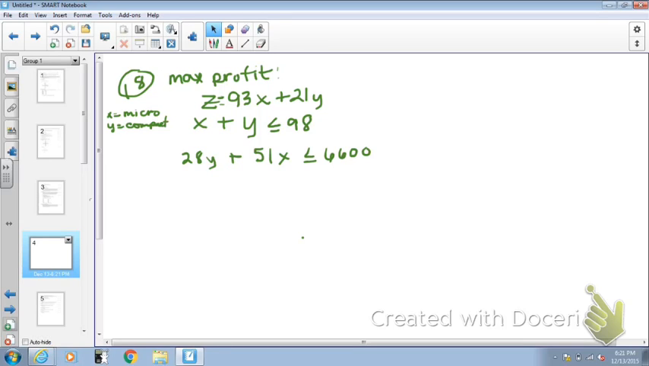Now I do know that he's going to have a positive number of microwaves, so that's going to be greater than or equal to 0. And the compactors are going to be greater than or equal to 0. So what I want to do is use Desmos. I'm going to graph my constraints. Those are my inequalities. And I'm going to try to locate my corner points. Whatever my corner points are, that's where I'm going to find my maximum values. And I would put them into the Z function to find out which one gives me my max profit.